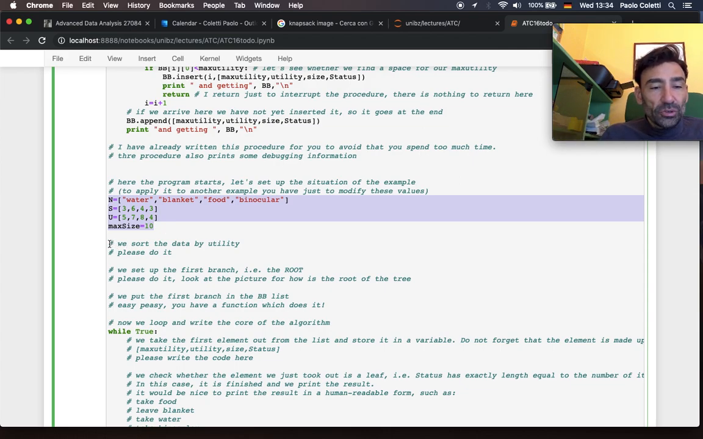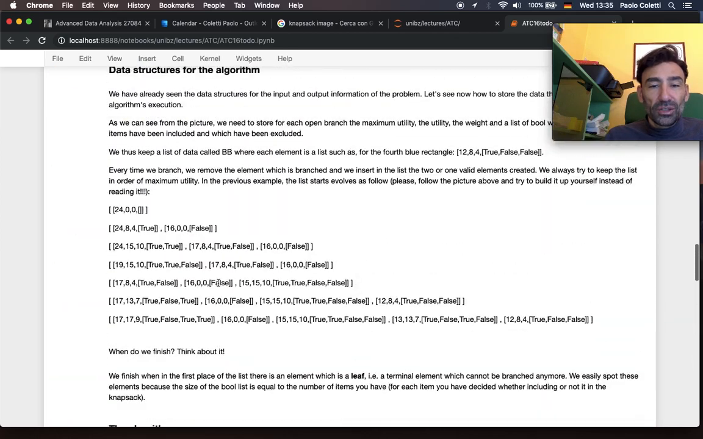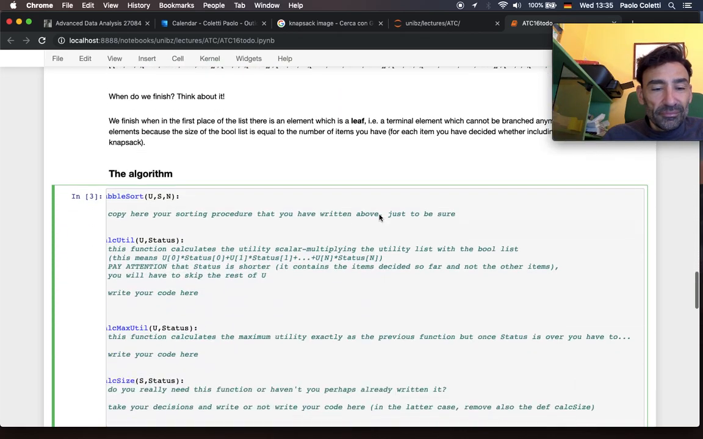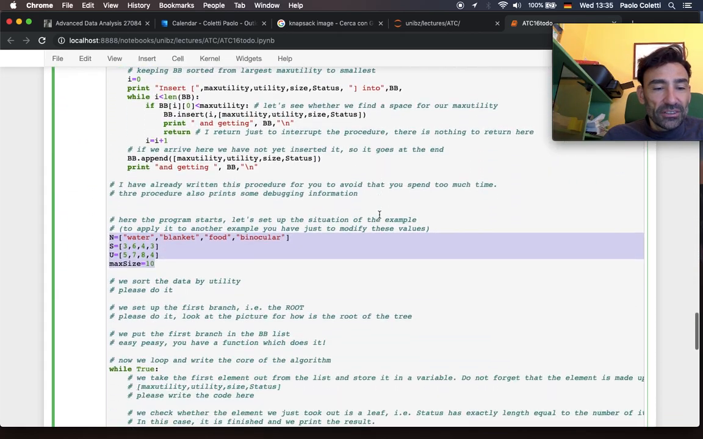Here you have to do it: sort the data by utility, set up the first branch, the root, please do it. If you have doubts about how the root is, look at the picture. The root: utility 0, weight 0, maximum utility. You have to get, don't write 24, I will kill you if you write 24. You have to calculate it. And the starting situation is status, nothing. You haven't taken any decision.